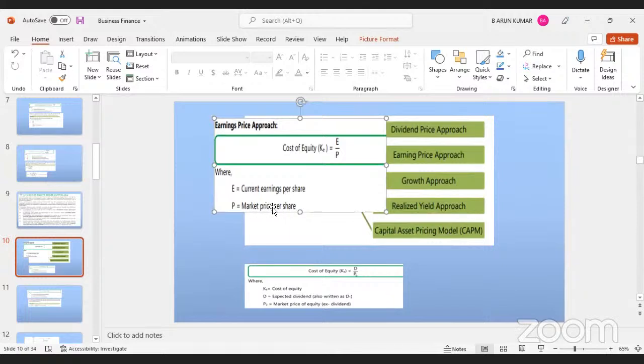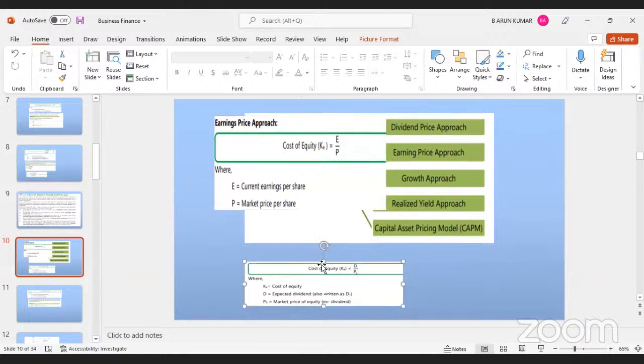It is available on the internet. Every day our company's share value will increase or decrease based on our performance. So how will we calculate the earning price approach of cost of equity? We use the formula E by P, where E means earning per share, and P means current market price.